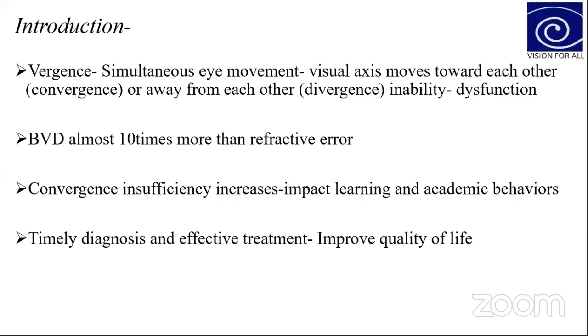So there are many supporting articles which say convergence insufficiency is more prevalent among binocular vision disorders, and again convergence insufficiency has a greater impact on academic performance and the classroom environment for a school-going child. Let us apply it in our day-to-day life and also in the classroom environment for learning ability, but also in near vision tasks and near vision activities. So it is going to have an effect. Timely diagnosis and management is very important to improve the quality of life.